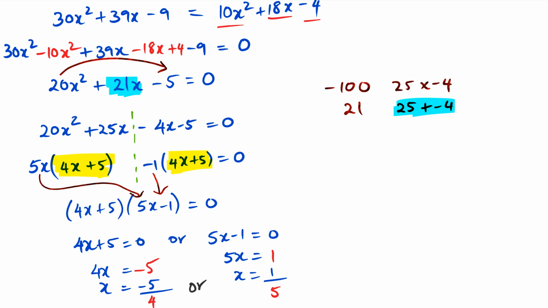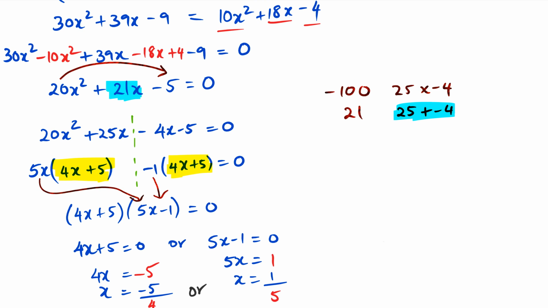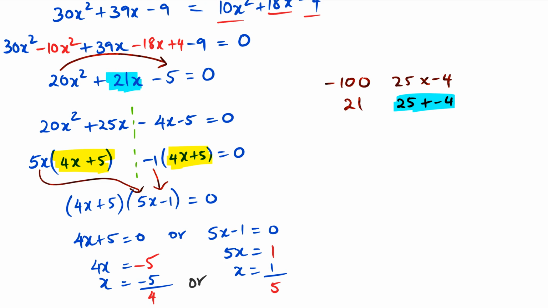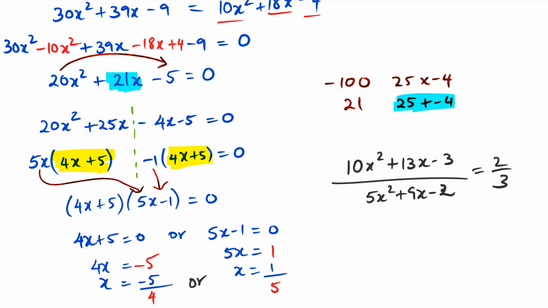The second method is you've actually got two answers, which means you've got to go back and substitute the answer to try and figure out which one is the correct one and which one is the incorrect one. And generally speaking, if your denominator is equal to 0, because remember your original question was 10x squared plus 13x minus 3 divided by 5x squared plus 9x minus 2 equals 2 over 3. So generally speaking, if you put one of these numbers, so you've got 1 over 5 and negative 5 over 4, and remember the question actually says show that it only has one solution. So that generally means if you put one of these answers there, one of these answers is not going to actually work out.